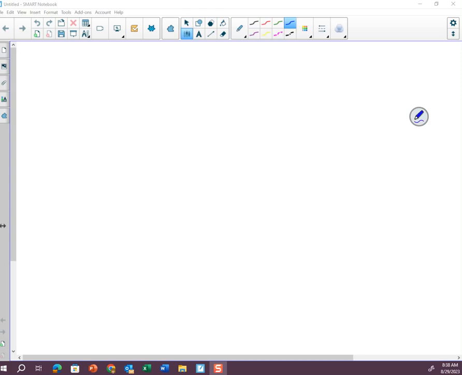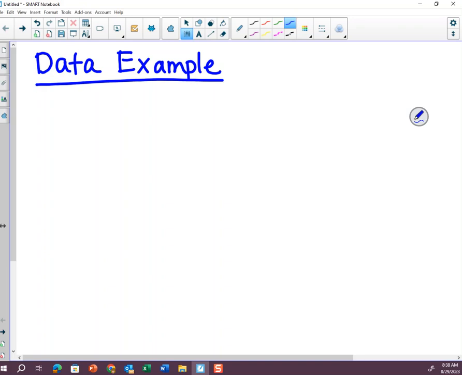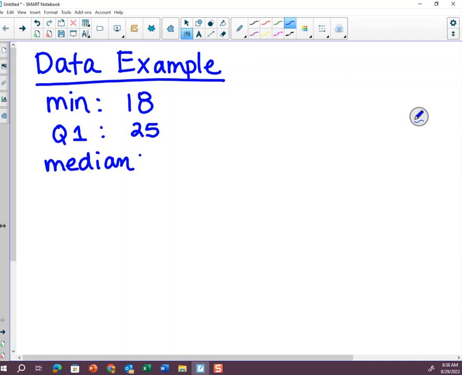All right, so let's say that we did a data example, and in our data example, we figured out that the minimum value was 18, that the first quartile was 25, that the median was 30, that the third quartile was 31, and then the maximum was 45. Okay.